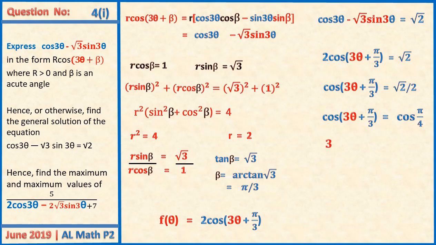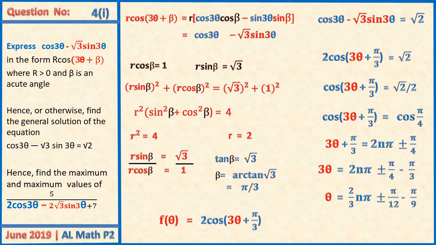So the general solution will be 3 theta plus pi on 3 equals 2n pi plus or minus pi on 4. And this will give me 3 theta to be equal to that, and theta will be equal to 2 on 3 n pi plus or minus pi on 12 minus pi on 9. You can separate the solution. You can equally leave it like that. So that's what we have as the general solution.